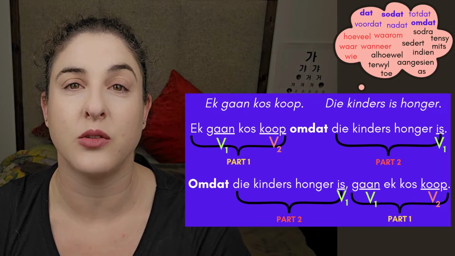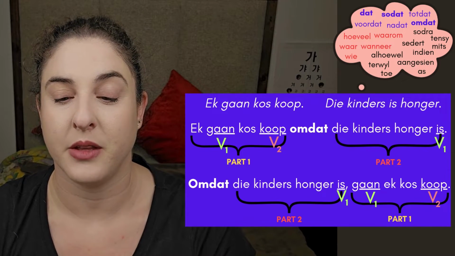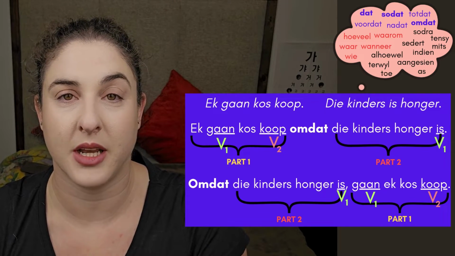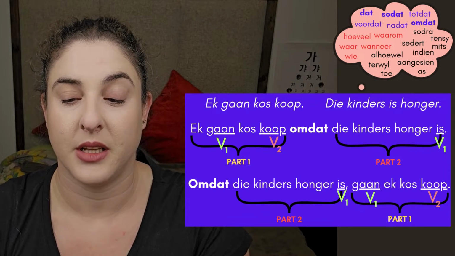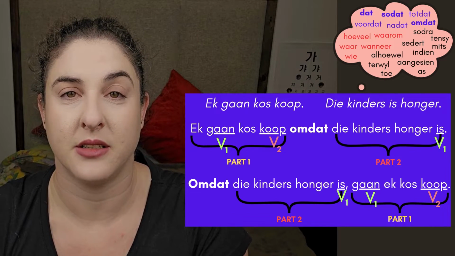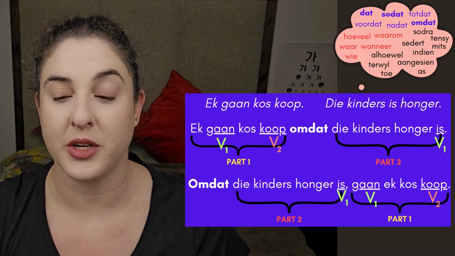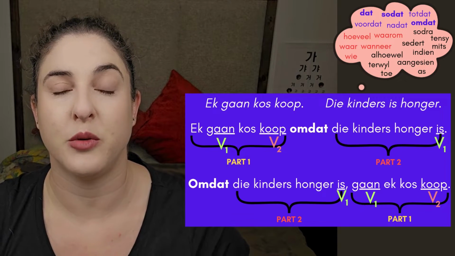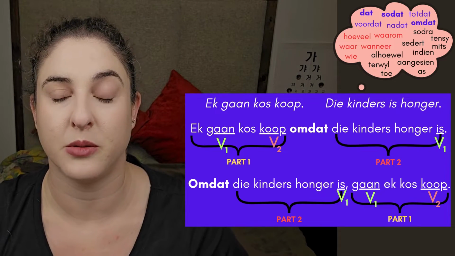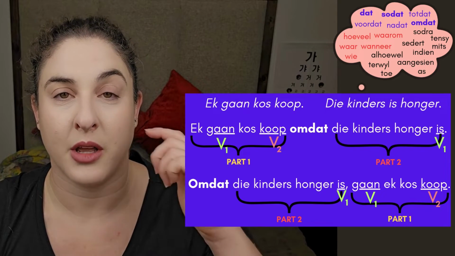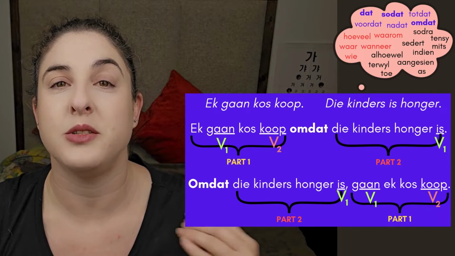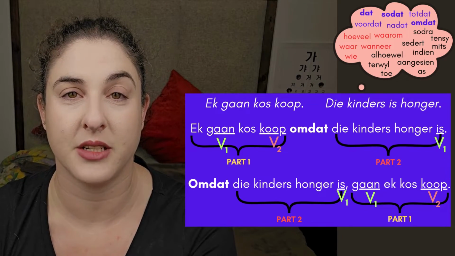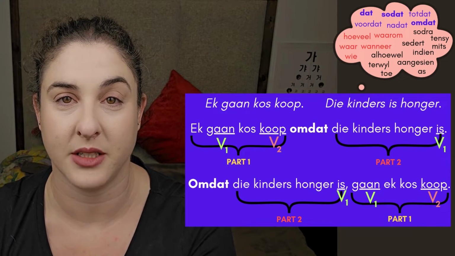So the first sentence, ek gaan kos koop, that is part 1. You'll see ek gaan kos koop. As part 1, the verb order remains the same. Then you have omdat, die kinders honger is. Now that verb 1, is, which in the initial sentence was die kinders is honger, you found just after the subject as per Stompie word order. But if this sentence, die kinders is honger, is now part 2 in a conditional sentence, that verb 1 moves to the back of the sentence. It's no longer right after the subject.